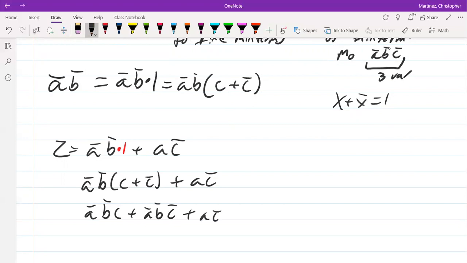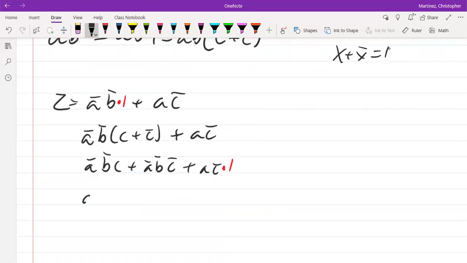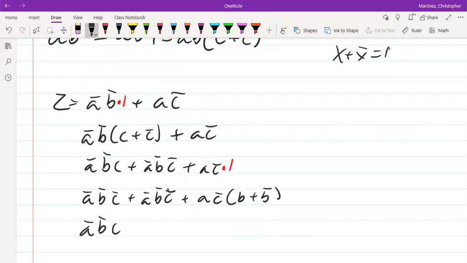All right, then I got to work on this last one here. Okay, let me multiply that with a 1. Well, when I multiply that one with a 1, what variables do I need? In that case, I need a B, so I'm going to do B and B bar. All right, so then I'll multiply in. There's A, B, C bar, and then A, B bar, C.